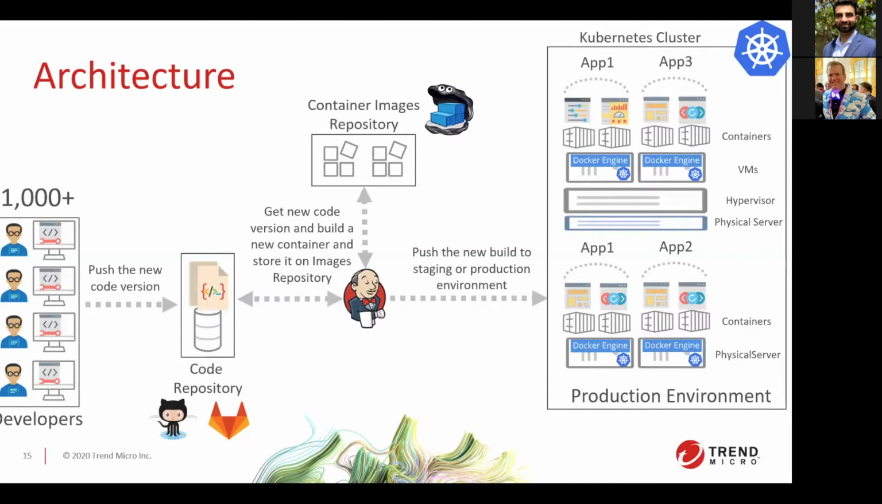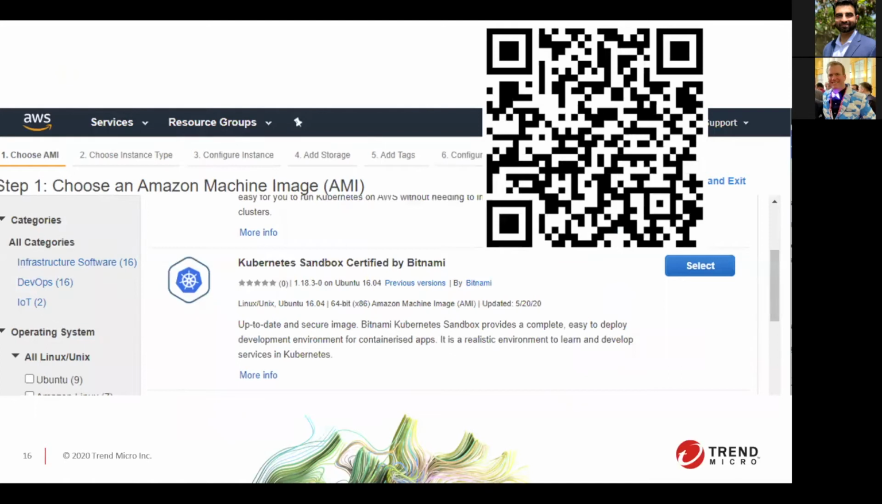For those of you that want to play with this, in AWS Marketplace, here's the second of the QR codes that brings you to this same thing. A company called Bitnami publishes this Kubernetes sandbox, which gives you the most up-to-date Kubernetes platform with all the security best practices already configured, and it allows you to really play around within a Kubernetes environment, and you're only responsible for the EC2 instance charges.